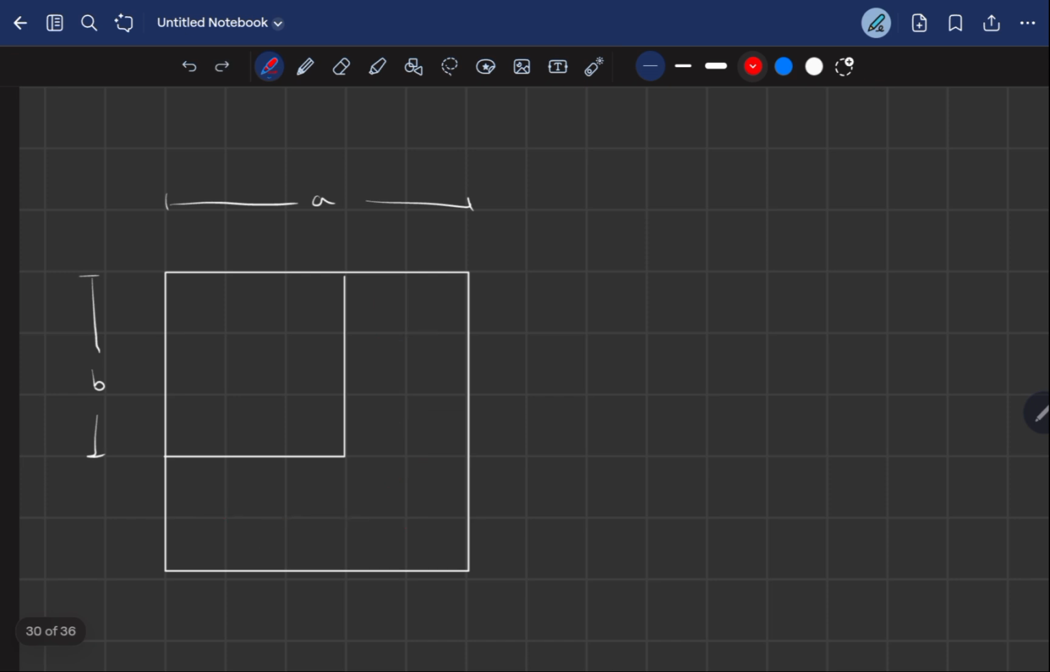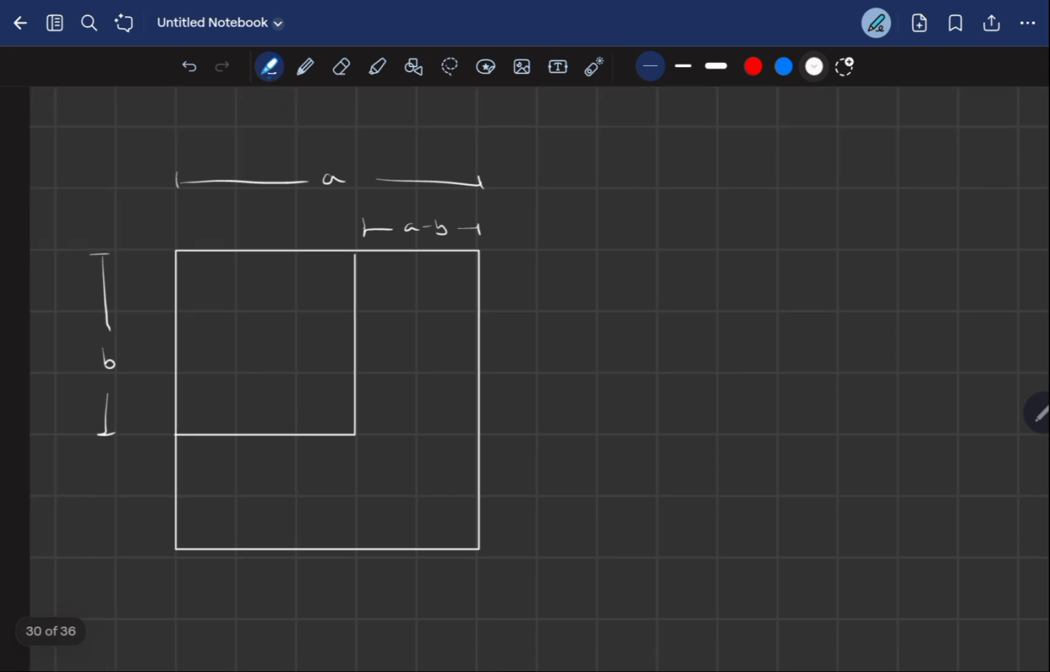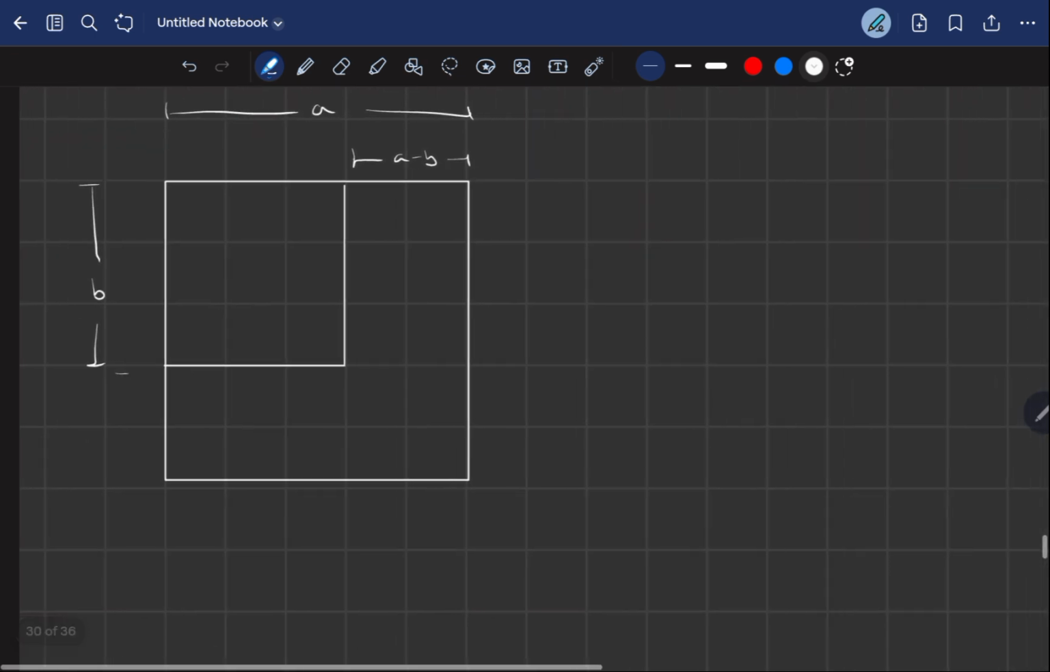There's two ways in which I could show this. I'm going to start off by labeling this right here as a minus b, right? And I'm going to do the same right here, a minus b. Okay? I'm going to split this L sort of shape into two parts right here. Let's first focus on this first part, which I just shaded in red. So the area of this first part is going to be a minus b, because that is the width, and the height is just b.